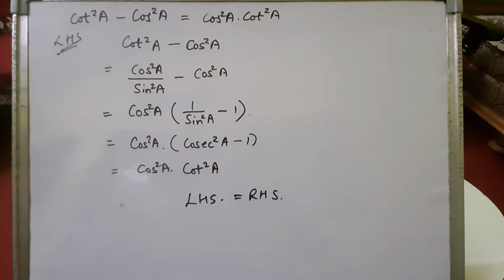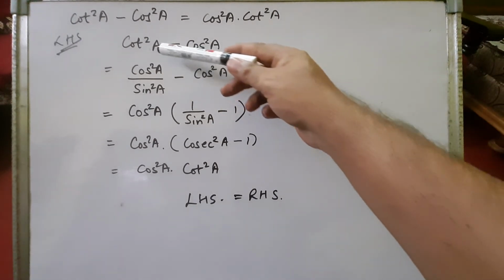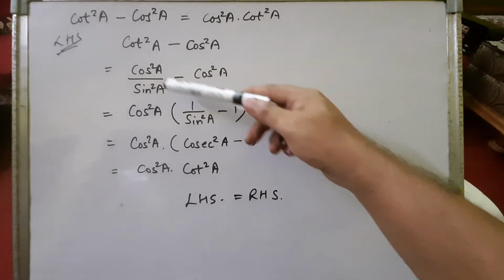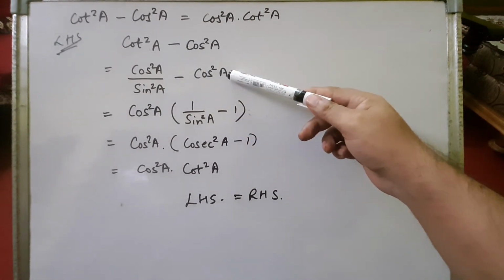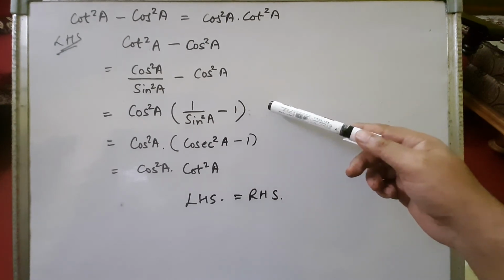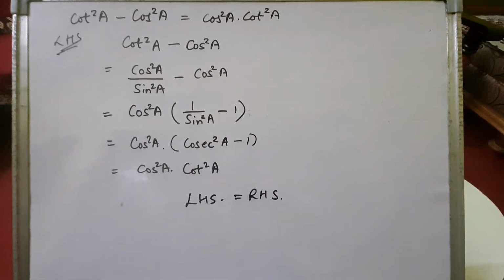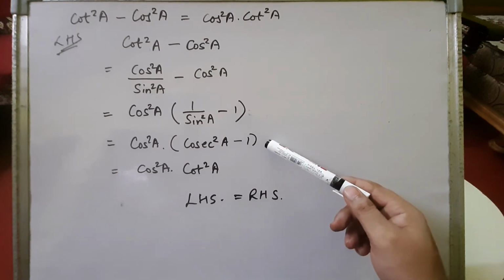Cot A is cos A upon sin A. So cot square A will be cos square A upon sin square A. So we can convert cot into cos and sin, right? You can see that in the numerator we have cos square A, and there we have cos square A. So we can take cos square A common. When we take cos square A common, we'll get 1 upon sin square A minus 1. And the value of 1 upon sin A is cosec A. So 1 upon sin square A will be cosec square A, right, children? Then we'll get cos square A into (cosec square A minus 1).